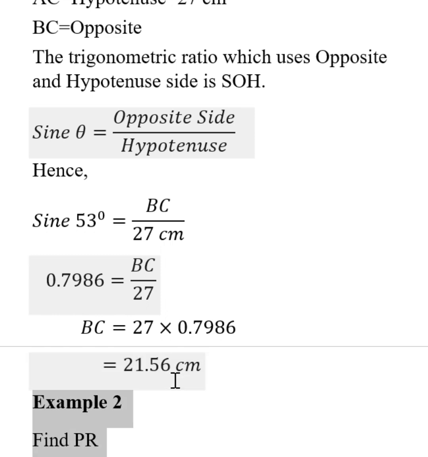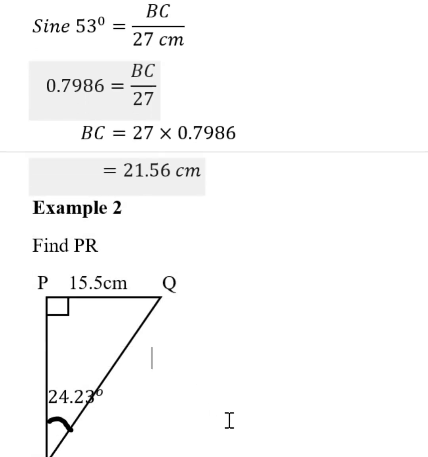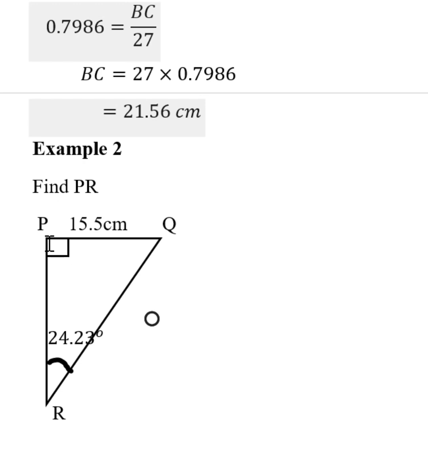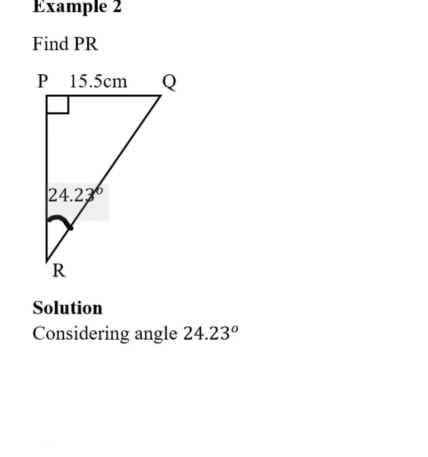Another example is this one, where we are supposed to find PR. PR is this one. Then we have been given 15.5 centimeters for PQ, and we have this 24.23 degrees. So let's consider the angle that we have. Considering this angle, the line we are looking for is PR. If you place your eye here, the line you will be looking at directly, the line that will be directly opposite to you, is this one, PQ. So this is the opposite side.